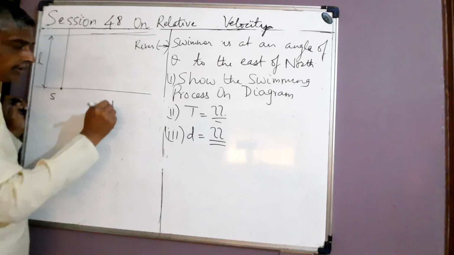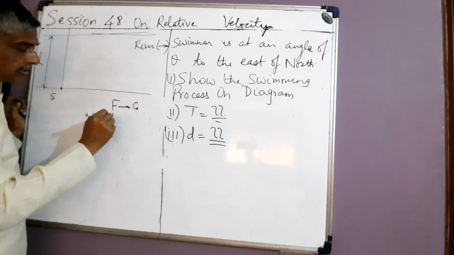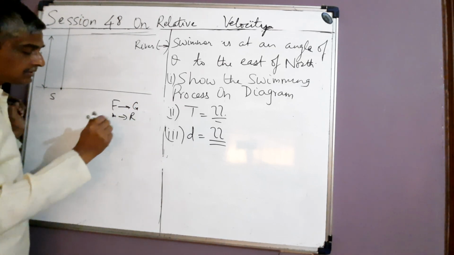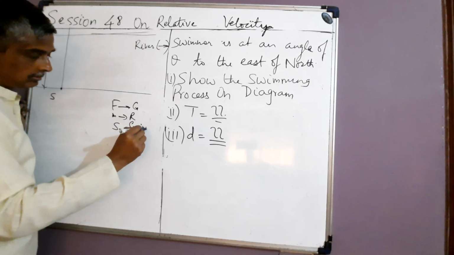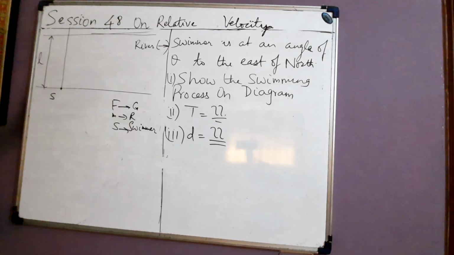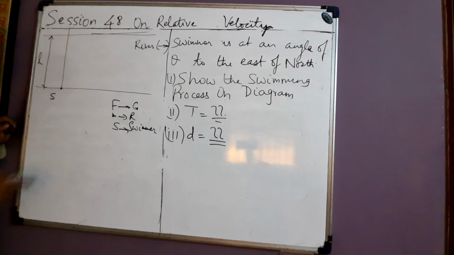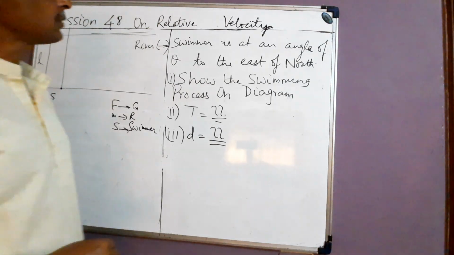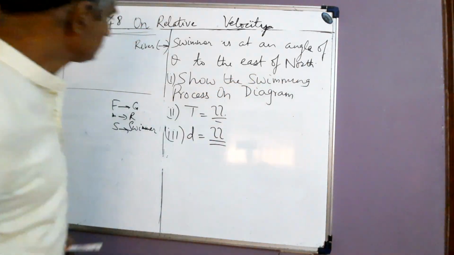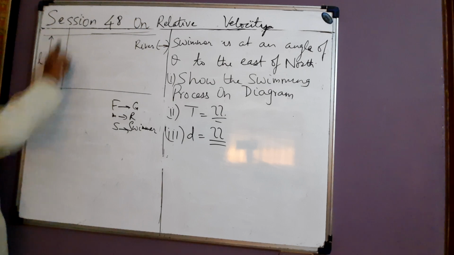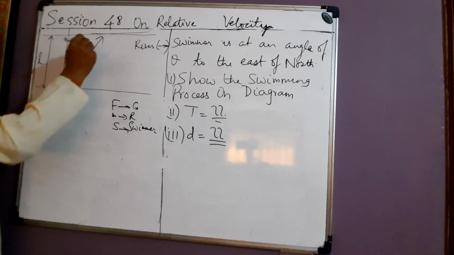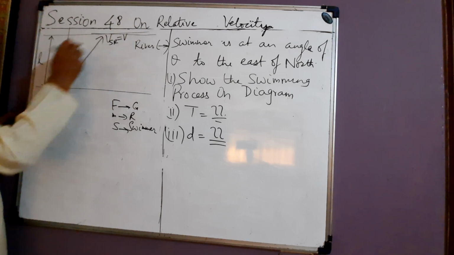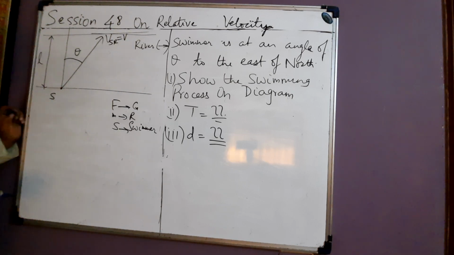So instead of the F frame we have the ground frame, instead of the M frame we have the river frame, and instead of the object under consideration we have the swimmer, S for swimmer. So this is the starting point of the swimmer, this is the eastern direction, this is the northern direction. Now the heading of the swimmer is at an angle of theta to the east of north, somewhere this way. So this is the direction of VSR, that is v. This makes an angle of theta to the east of north.